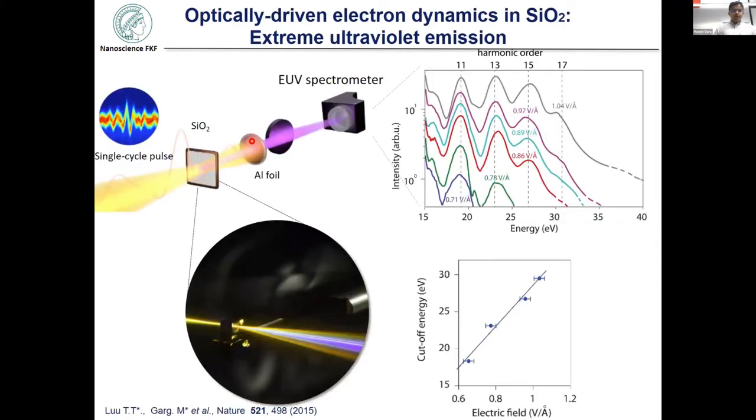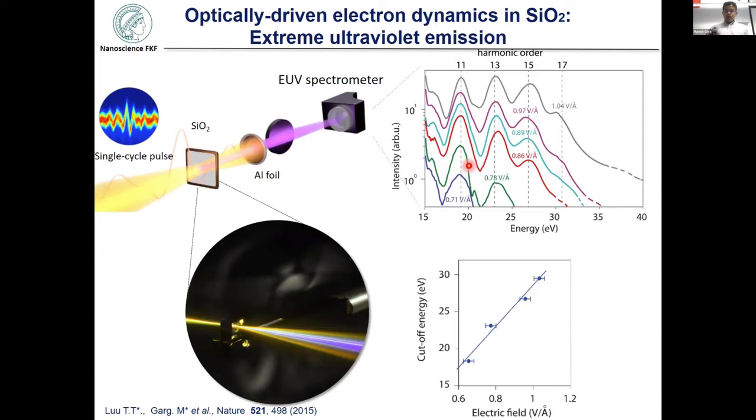In our experiment, we shot intense single-cycle pulses into thin films of silicon dioxide. This was first done with an amorphous sample, but later on also with a crystalline sample, and no differences were observed. We recorded the high harmonics as a function of increasing field strength, and we see a scaling of the spectral cutoff and also a scaling of the intensity of these high harmonics.